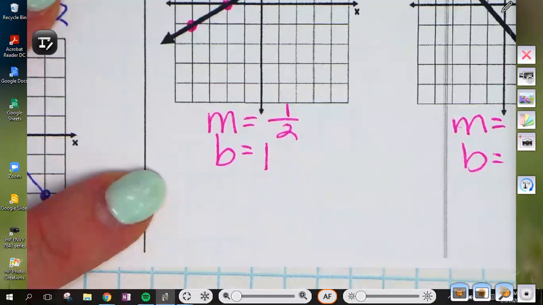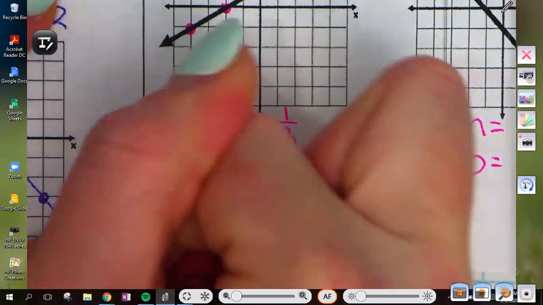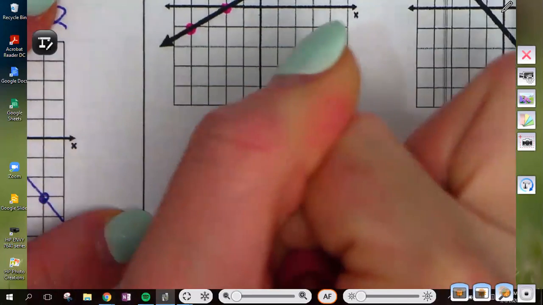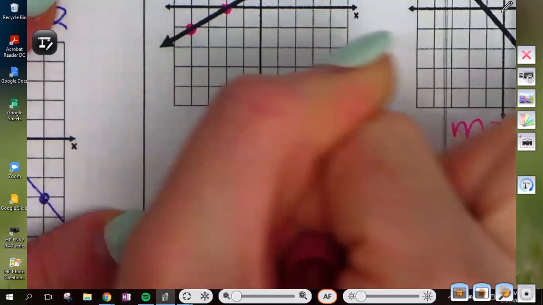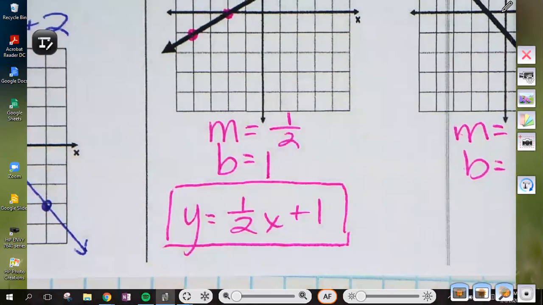Would I leave it like this? No, I need to write it as an equation. So y equals 1/2 x plus 1. All right, next.